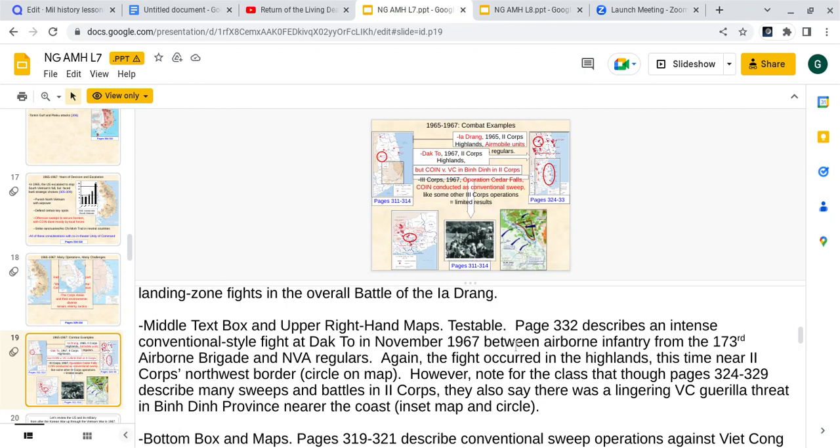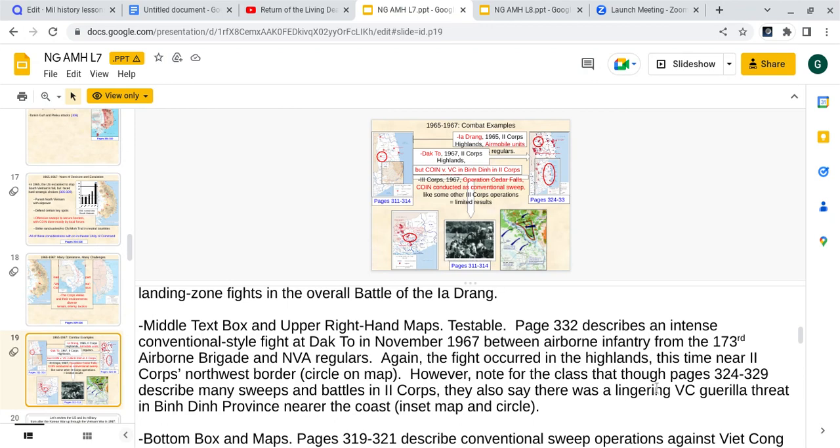In Doc To, they used airborne infantry. Again, the fight occurred in the Highlands, this time near the northwest border. However, for the class, they're going to talk about how there were many sweeps and battles, and they also say there was a lingering Viet Cong threat in Binh Dinh province near the coast.